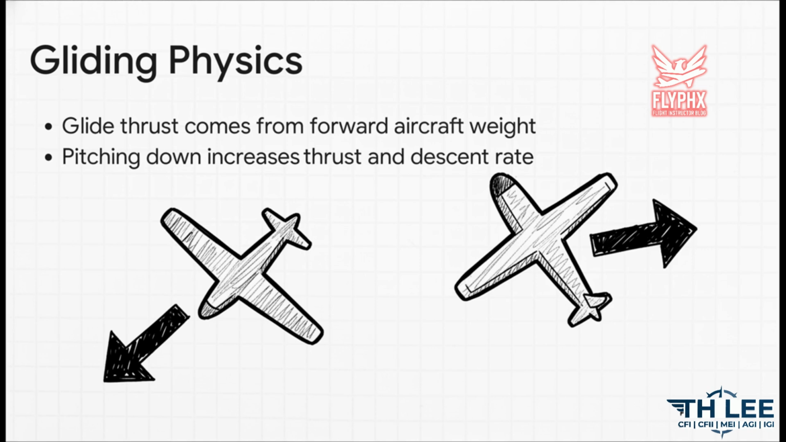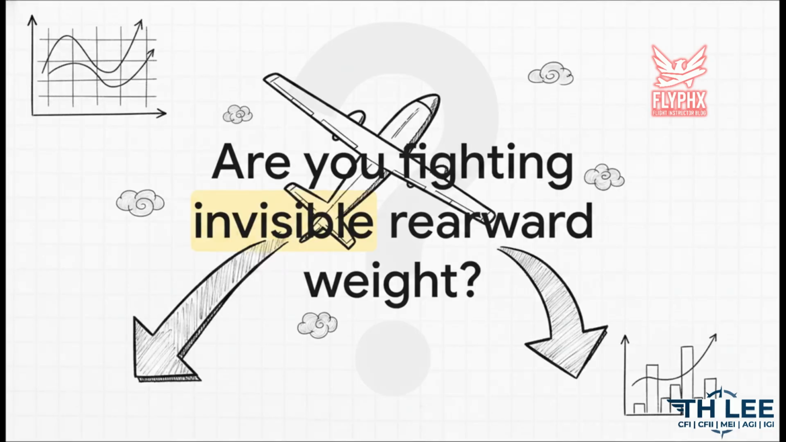On the flip side, if you pitch the nose up, you increase the rearward component of your weight. And that rearward weight, it acts exactly like a massive parachute of drag, rapidly slowing the airplane down. Now, believe it or not, this exact same physics applies when you're climbing. The thrust you need to climb is way higher than in cruise because you are literally fighting that same rearward weight component.